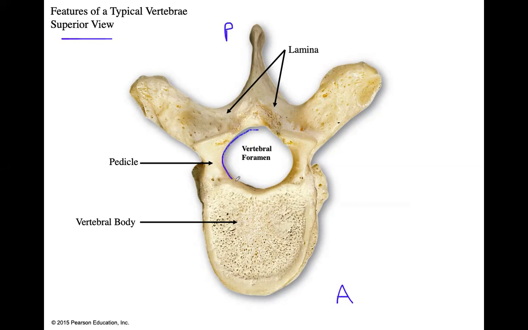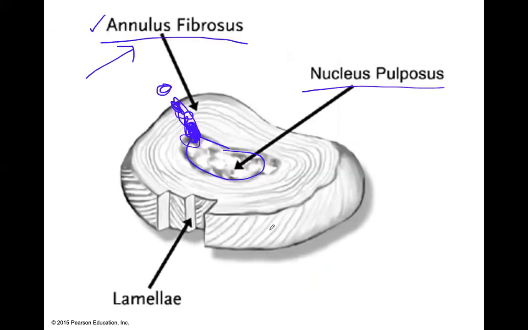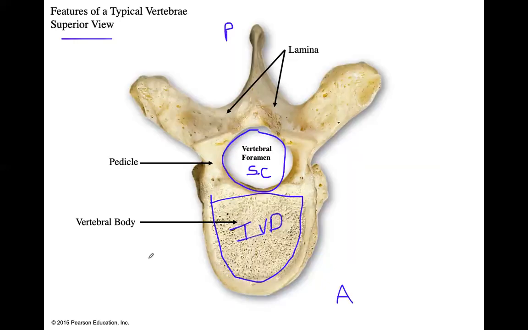Here is a foramen. That's called the vertebral foramen. What do you think travels through the vertebral foramen? That's going to be the spinal cord. The spinal cord is going to travel through there. So in the front, we have a vertebral body, and what do you think is going to sit on the vertebral body? It's going to be the intervertebral disc, right? So this structure here, the intervertebral disc, is going to be sitting on the vertebral body. And here's your spinal cord sitting in the vertebral foramen.